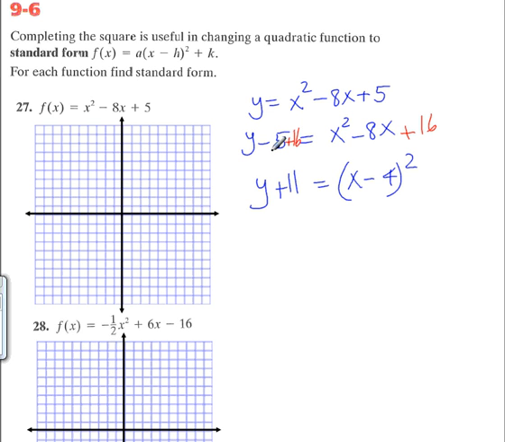So now we're going to put it in the form that we are more used to, in the form that they have given us here. So we subtract 11 from both sides. Now we have it in standard form, where h comma k, which is our vertex, is the opposite of this number. So that's 4 comma negative 11.